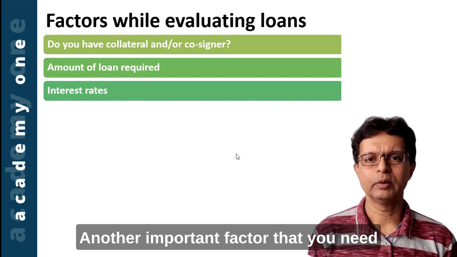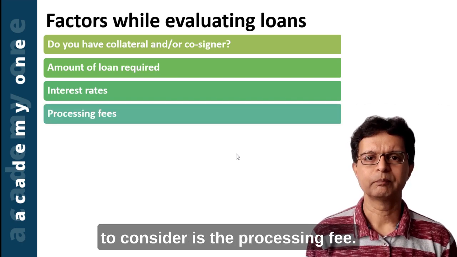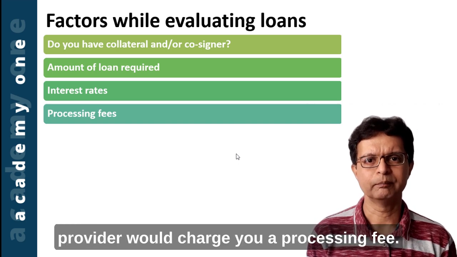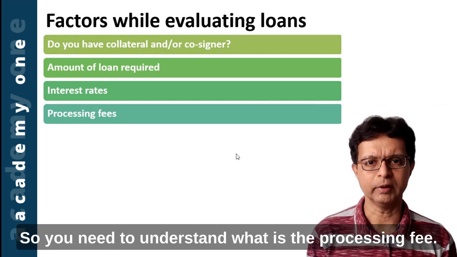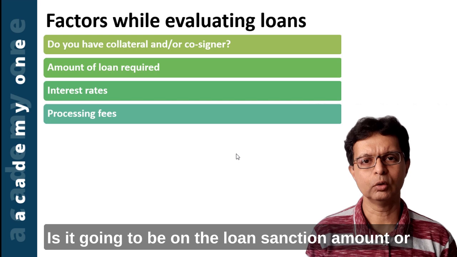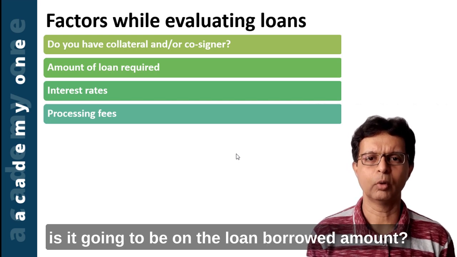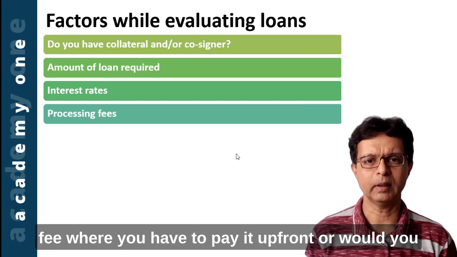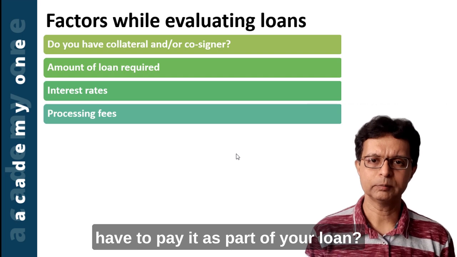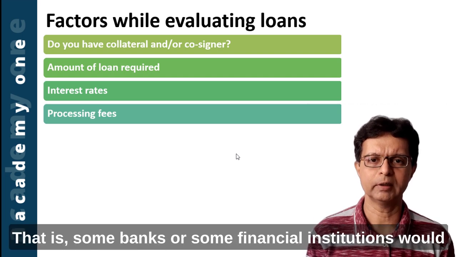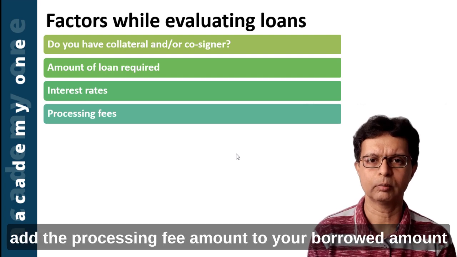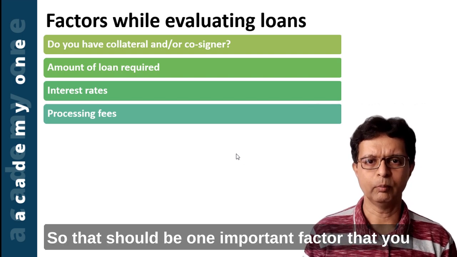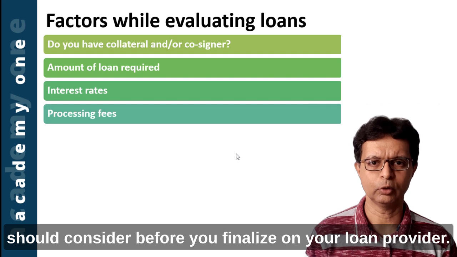Another important factor that you need to consider is the processing fee. Now, all banks, NBFCs, the US loan providers would charge you a processing fee. So you need to understand what is the processing fee. Is it going to be on the loan sanction amount or is it going to be on the loan borrowed amount? Also, at what point do you have to pay that processing fee? Whether you have to pay it upfront or would you have to pay it as part of your loan? That is, some banks or some financial institutions would add the processing fee amount to your borrowed amount rather than charging you that amount upfront. So that should be one important factor that you should consider before you finalize on your loan provider.